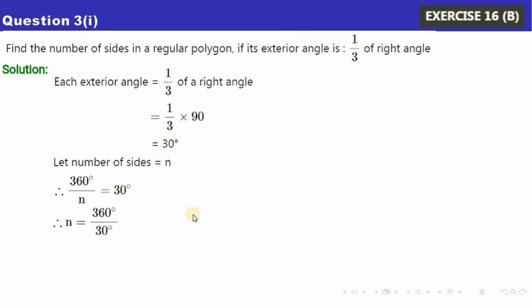From here, if you calculate the value of n, it turns out to be 12. That means the number of sides in such a polygon where each exterior angle is 30 degree is 12. So there are 12 sides. You may pause the video and note down your solution.